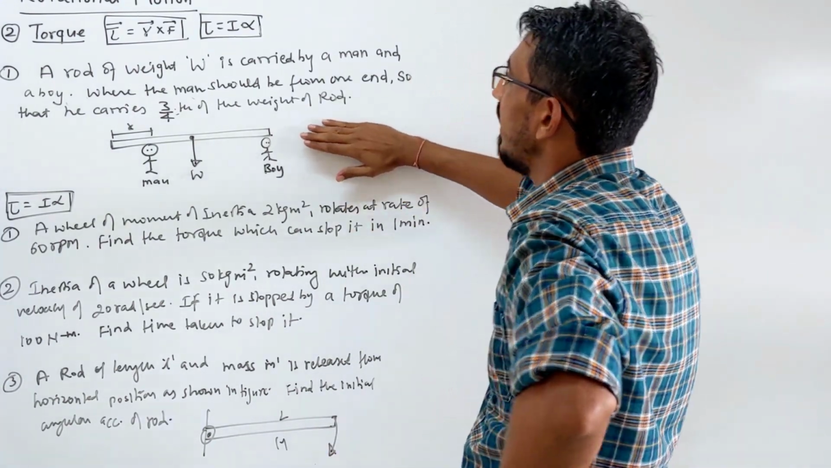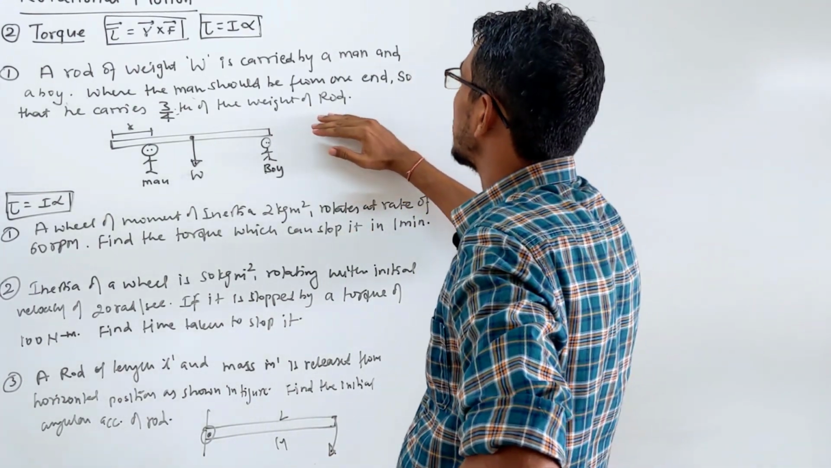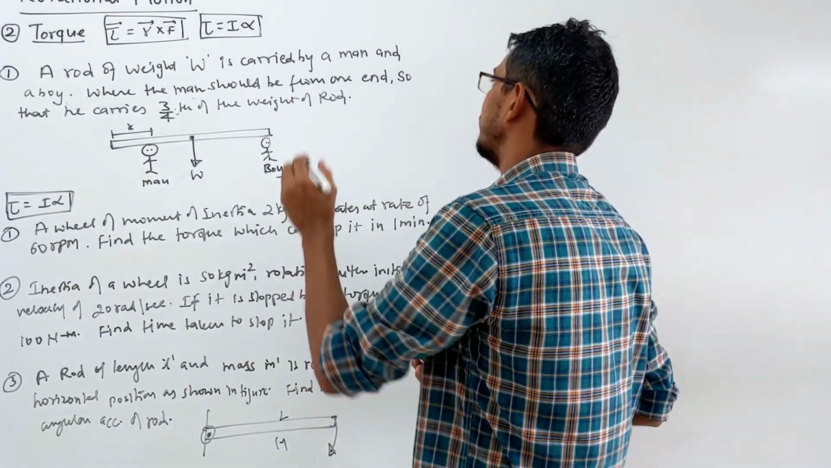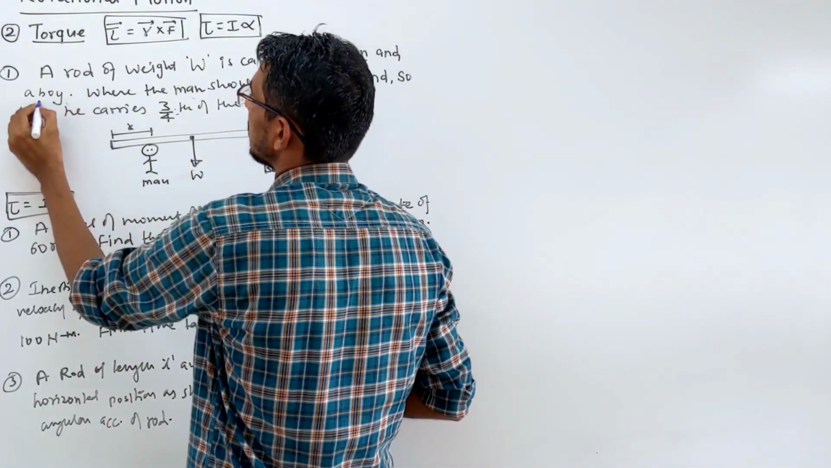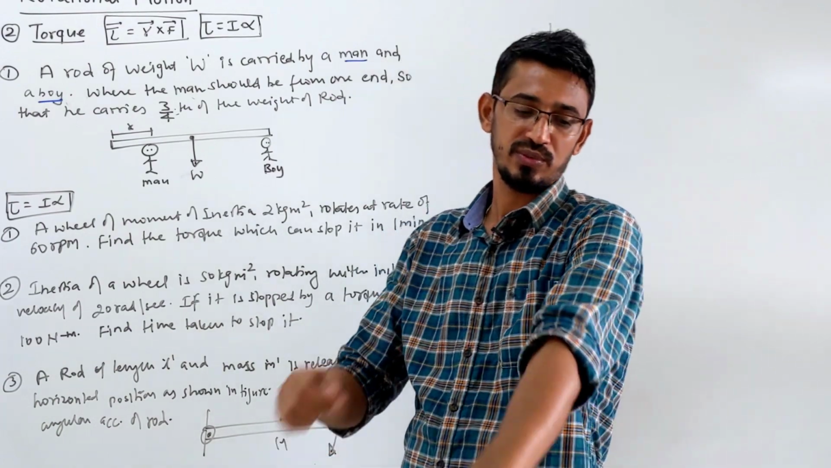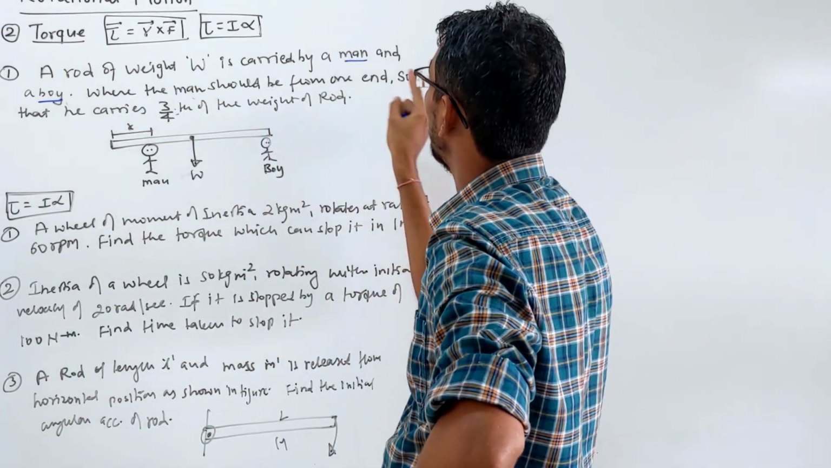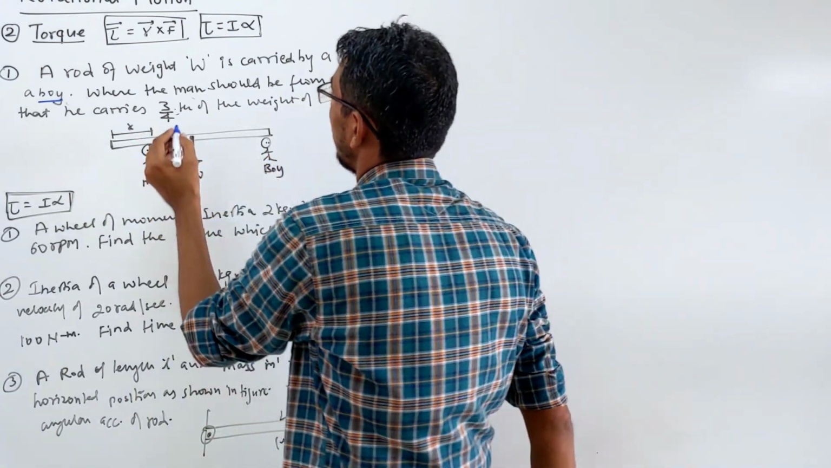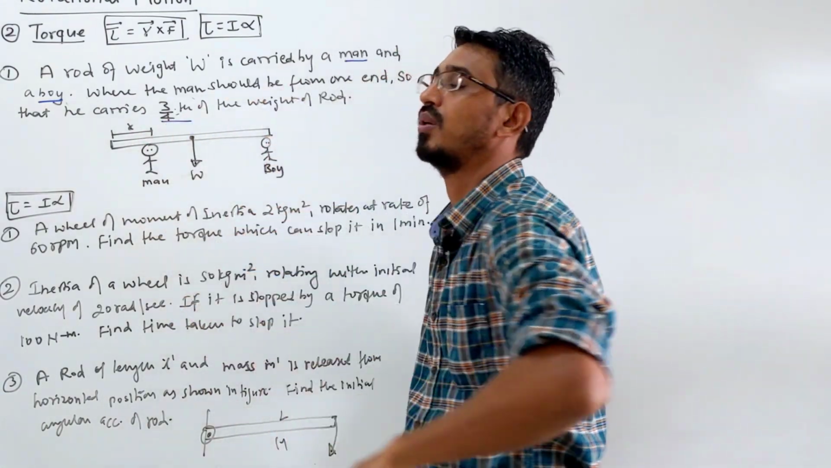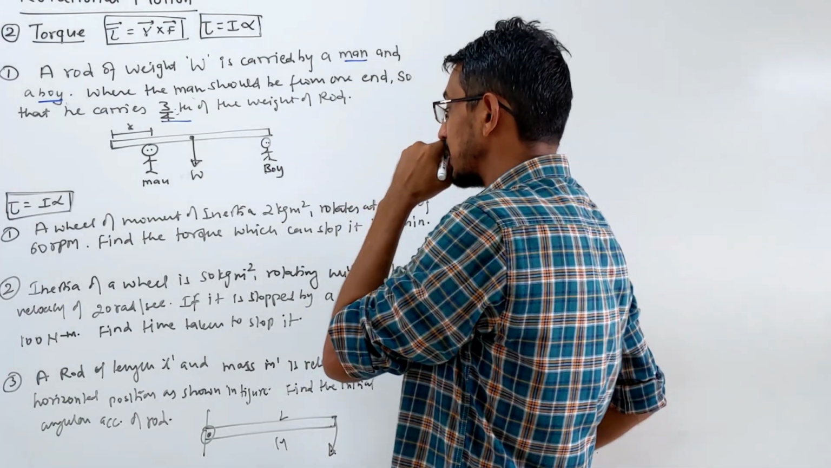Look here, a rod of weight W is carried by a man and a boy. Obviously the man should carry more weight and the boy less. They are asking where the man should be from one end so that he carries 3/4 of the total weight of the rod. The picture was also given, this is the picture.